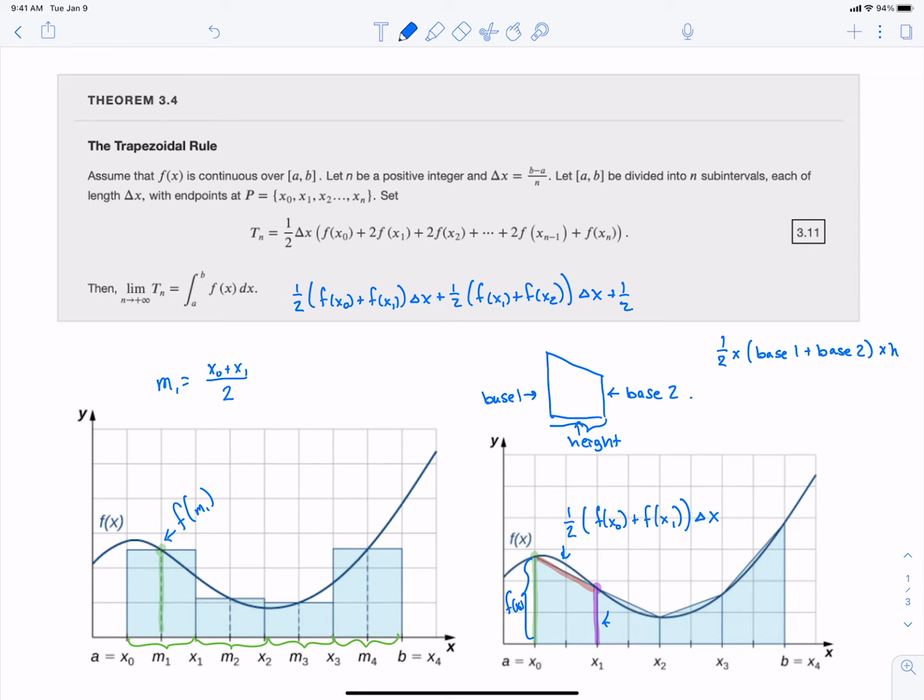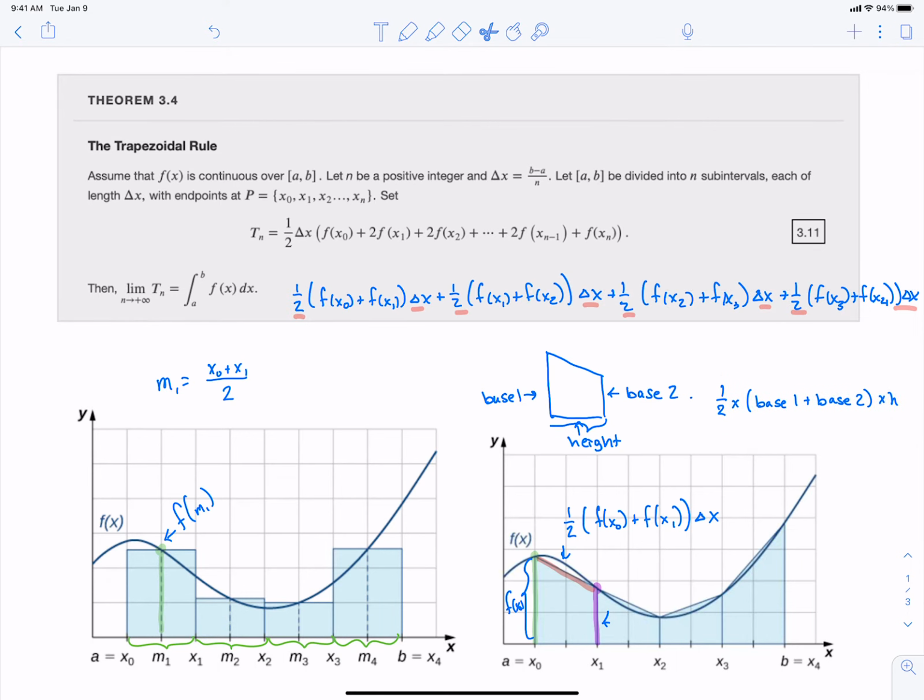And then 1/2 f of x sub 2 plus f of x sub 3 times delta x, and then one more, f of x sub 3 plus f of x sub 4 times delta x. If you look at the common factors in this summation, we've got 1/2 and delta x in each of them. So we could factor that out in front.